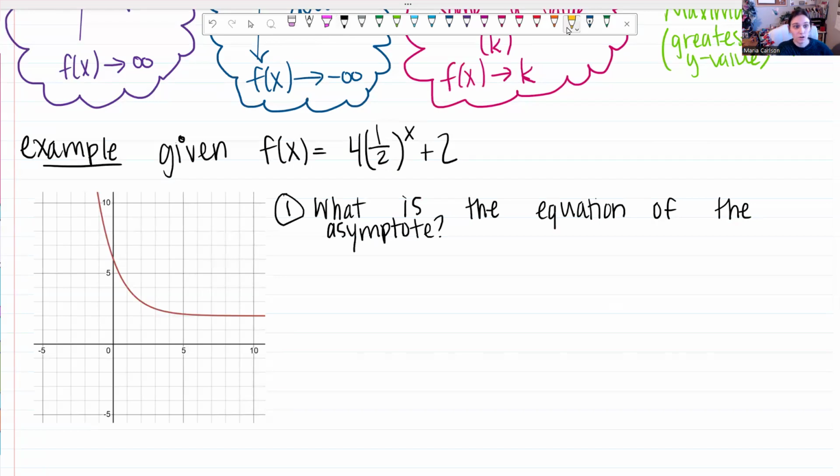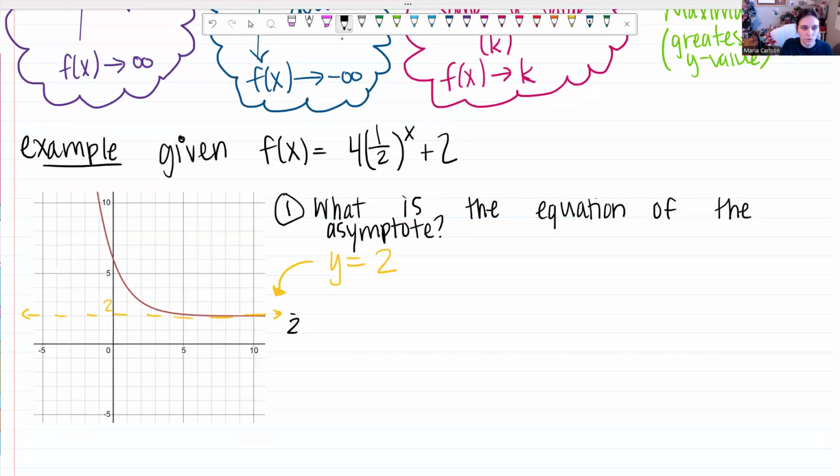So if we look at the equation here, the asymptote I actually could get just from the f of x equals 4 times (1/2)^x plus 2. Or I could look at the graph, and the asymptote really is kind of like the tail end of the graph that bottoms out at this height of 2. So this asymptote is the equation y is equal to positive 2. And we see this as this plus 2 at the end of the equation.